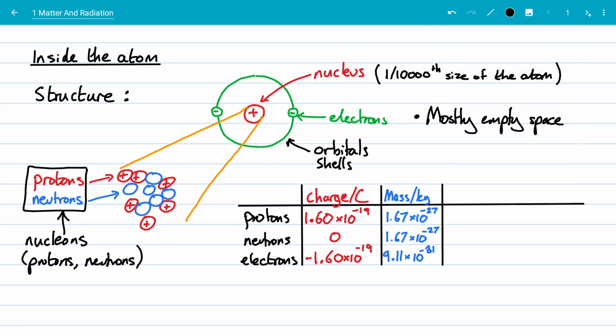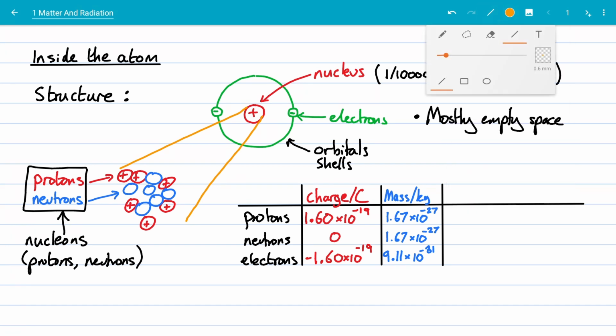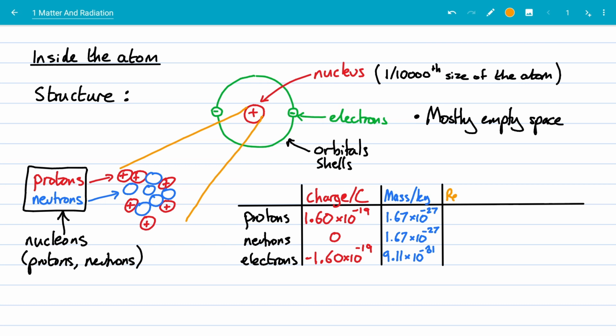Okay, well, let's add some more columns here, because when we learn about the particles at GCSE level, we don't usually learn about their charges in coulombs. We usually learn about them as a relative charge. So let's write this as relative charge, and it's relative to the proton. This would be 1, 0, negative 1.